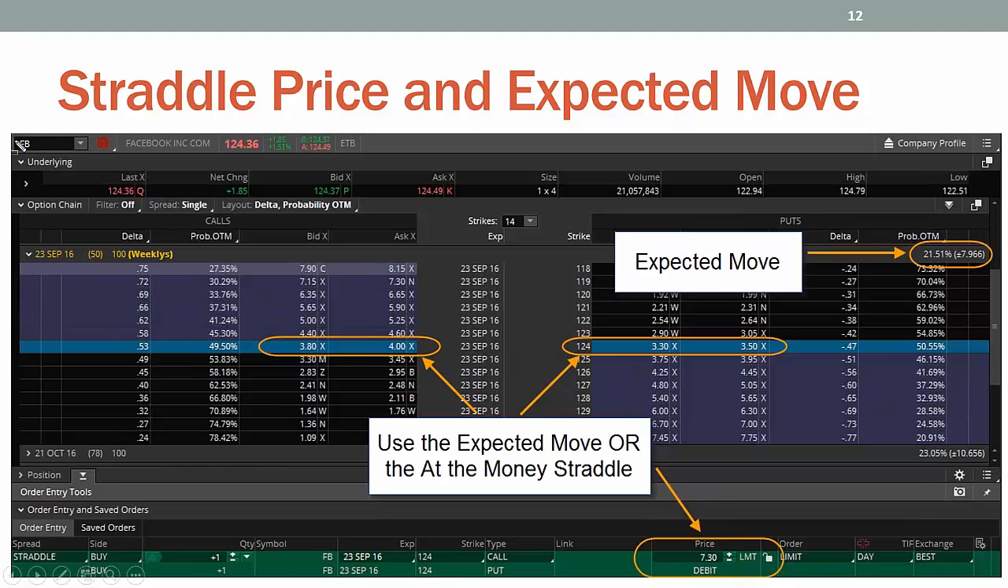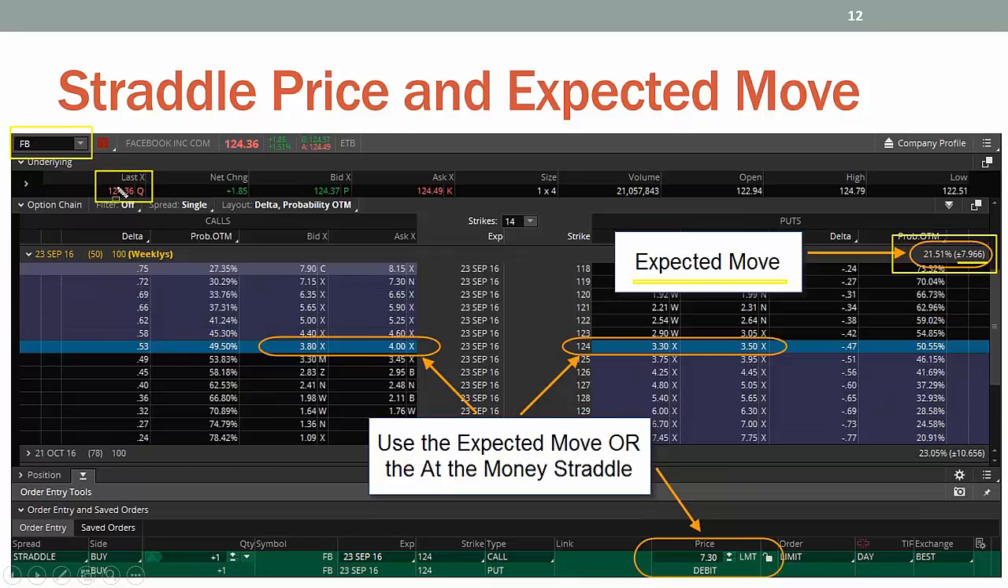This is Facebook, okay? And I took this screenshot a while ago. It doesn't matter. There's an expected move calculation on thinkorswim. It's on the right-hand side of each screen. It says plus or minus, basically what? Plus or minus $7.96. But you don't have to do that.